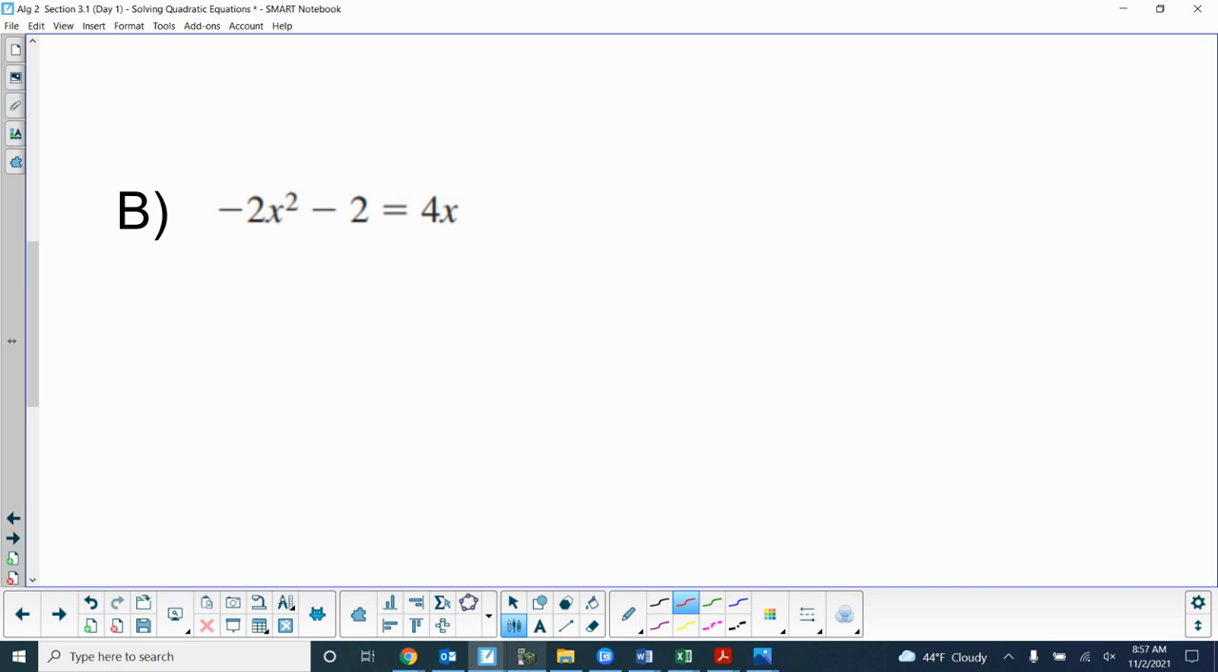So bring that 4x to the other side. So there's a 0 over here. Put it in the next box. There you go. Now that's what you do.